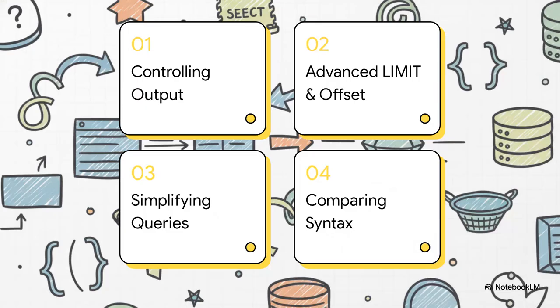So here is our roadmap for today. First, controlling output with limit. Then, advanced limit and offsets. Third, simplifying queries with aliasing. And finally, comparing aliasing syntax. Let's just jump right in.